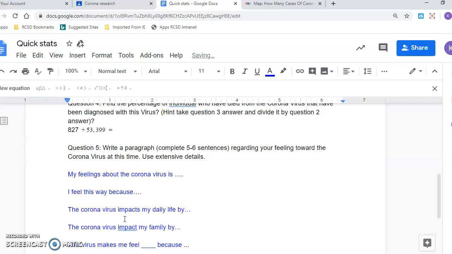Again, you're filling in those sentences, you're writing a paragraph about how you feel about the coronavirus, and give me some details about your life, maybe about your family. You don't have to use these sentence starters, you can come up with your own. But I just wanted to help you get started with this assignment.